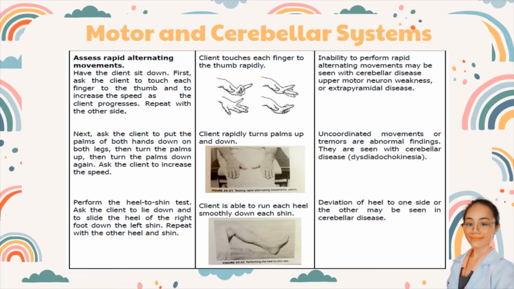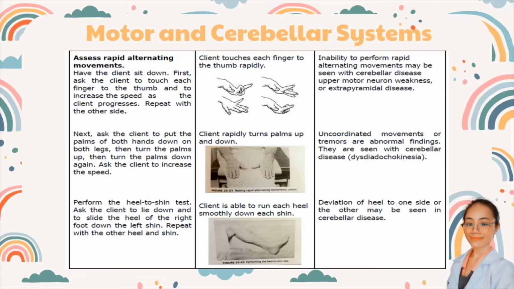Then perform the heel to shin test, wherein you ask the client to lie down and slide the heel of the right foot down the left shin, and then repeat with the other heel and shin. For the normal findings, the client will be able to touch each finger to the thumb rapidly, rapidly turn their palms up and down, and run each heel smoothly down each shin.